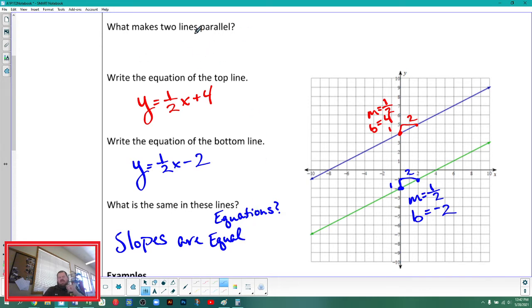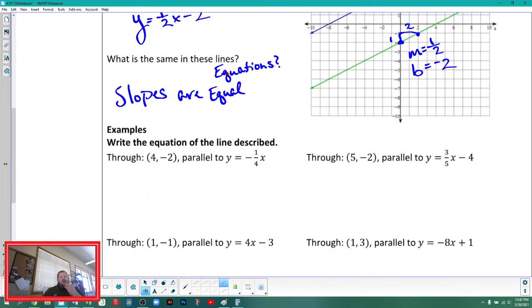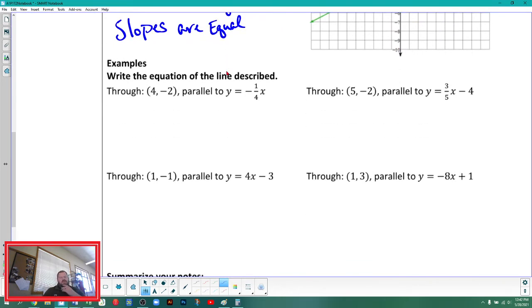So to really answer the first question that we had today, what makes two lines parallel? Equal slopes. And that's a big deal for today. Equal slopes make parallel lines. So if we want to write equations of parallel lines, I've got 4 examples here.